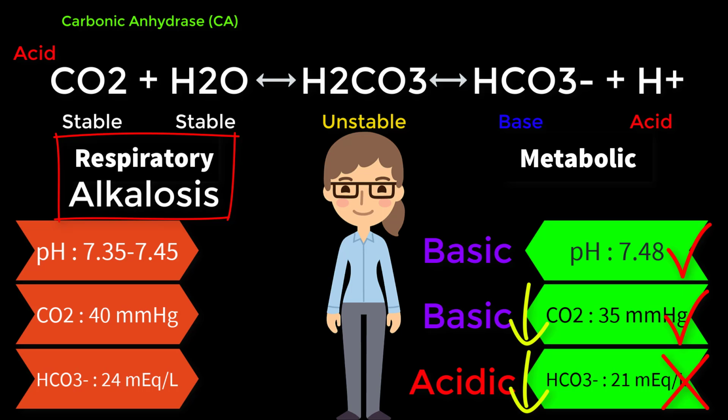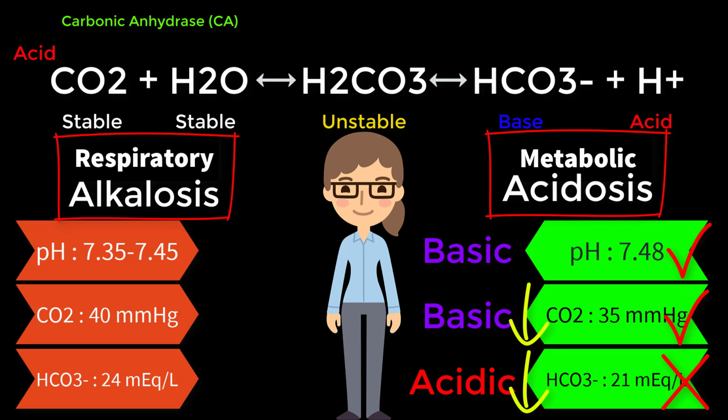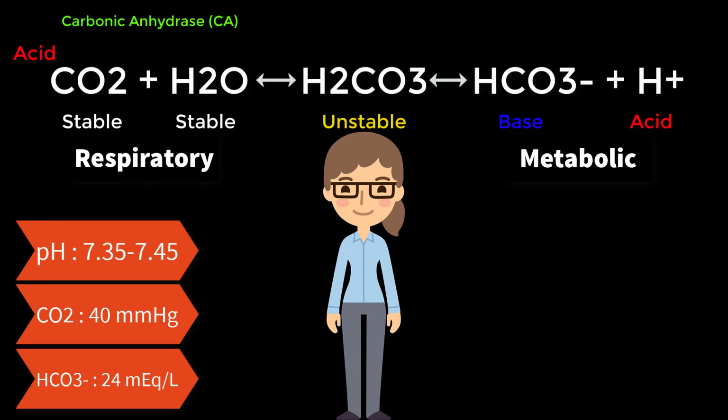Remember, CO2 is on the respiratory side of the equation, and bicarb is on the metabolic side of the equation, trying to compensate for the alkalytic problem. So respiratory alkalosis with metabolic acidosis trying to compensate. Let's look at another patient or test question.